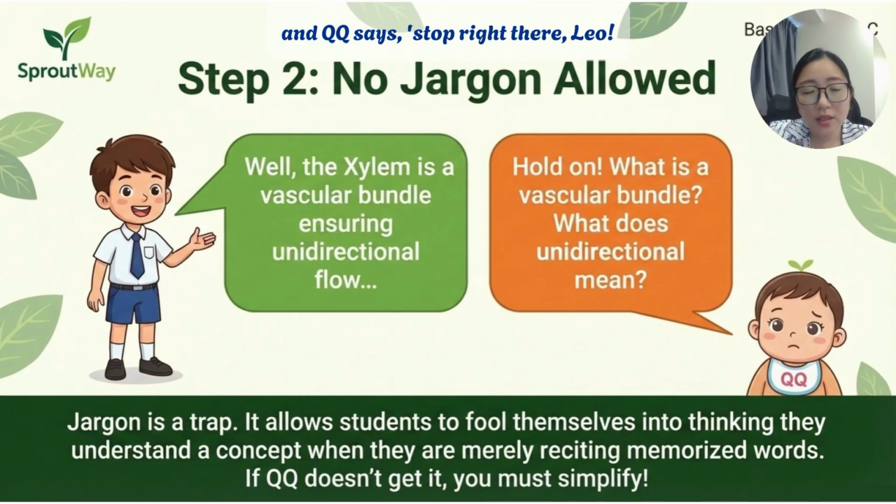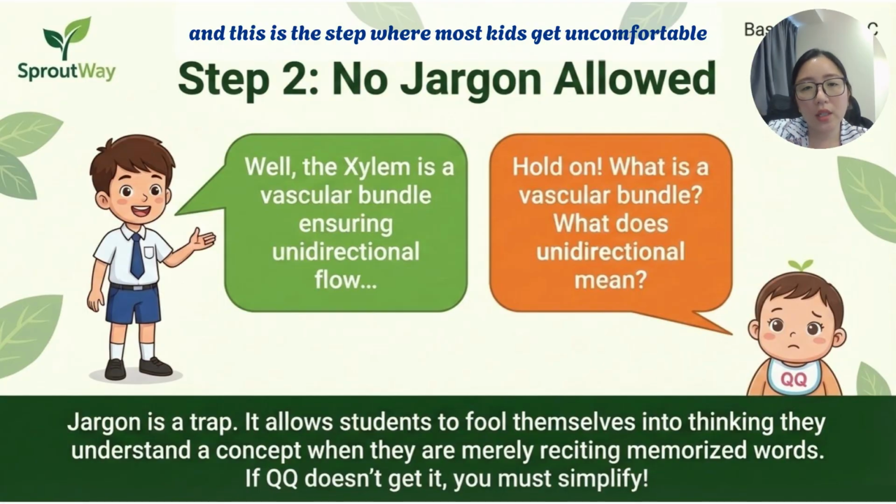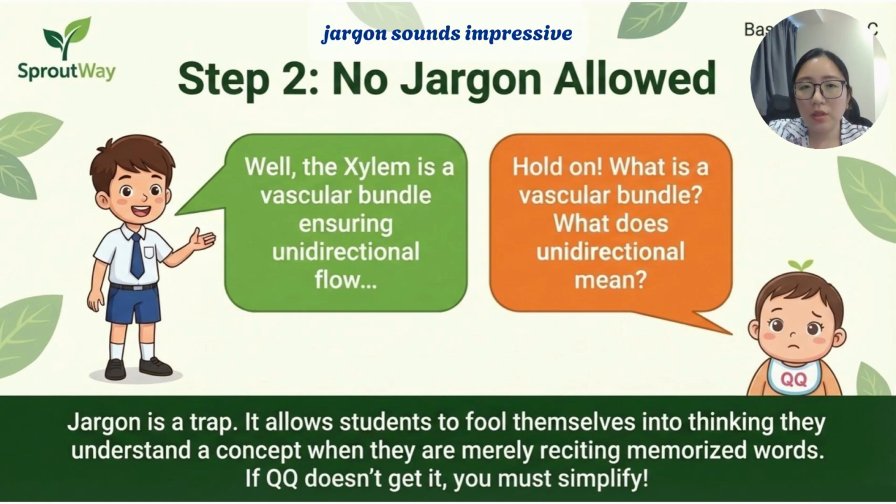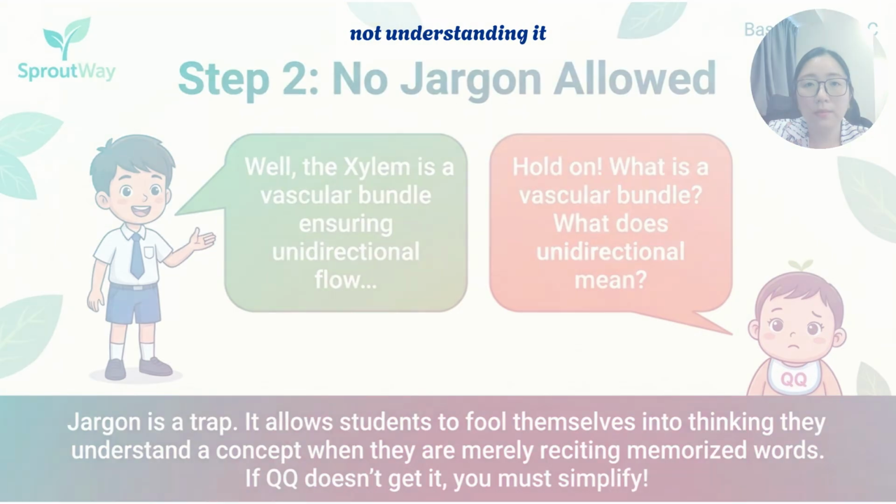And QQ says, "Stop right there, Leo. What is vascular bundle? And what does unidirectional mean?" This is step 2, and this is the step where most kids get uncomfortable and where the most real learning happens. No jargon is allowed. Jargon sounds impressive, but if you can't explain it to an 8-year-old QQ in simple words, you don't actually understand it. If little QQ doesn't get it, you haven't explained it well. You are simply reciting what you know, not understanding it.